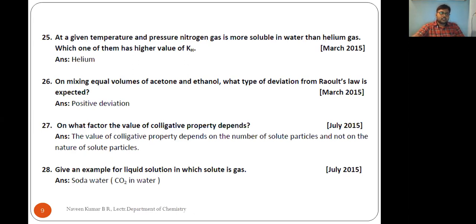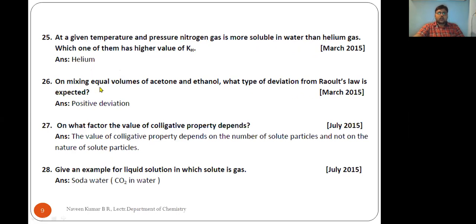Now they have given here, at a given temperature and pressure, nitrogen gas is more soluble in water than helium gas. It explains helium solubility is less, which has higher value of Kh. So Kh will have a higher value for a particular component which has lesser solubility, because both are inversely related. Hence helium has higher value of Kh due to lower solubility.